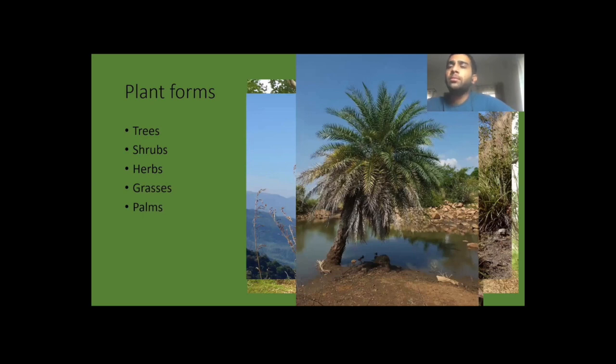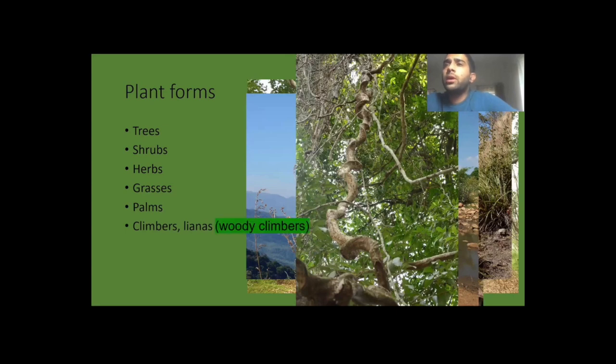You can also have palms like this. This is a date palm, khajur, or Mara as well is also a palm. You can have climbers. You can have small climbers that have just green stems, or you can also have these large climbers like this, which are woody. They are called lianas. You probably won't even see the leaves of these plants because they will be high up in the canopy. You won't even know where they start. They're just large and woody.